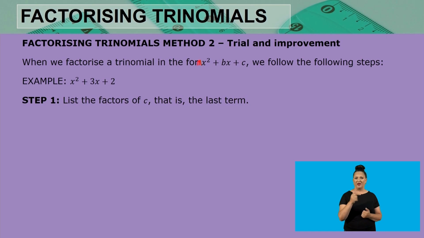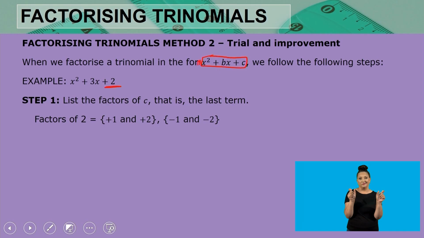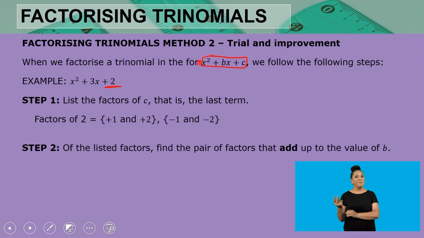Again, if you are asking yourself which one is c, just remember the form that we spoke about in the beginning, and then the factors of c, or the value of c, will be that constant there, which is the last term there. So what's going to happen here? The factors of 2, we have a positive 1 and a positive 2, or a negative 1 and a negative 2. Both of these are factors of 2.